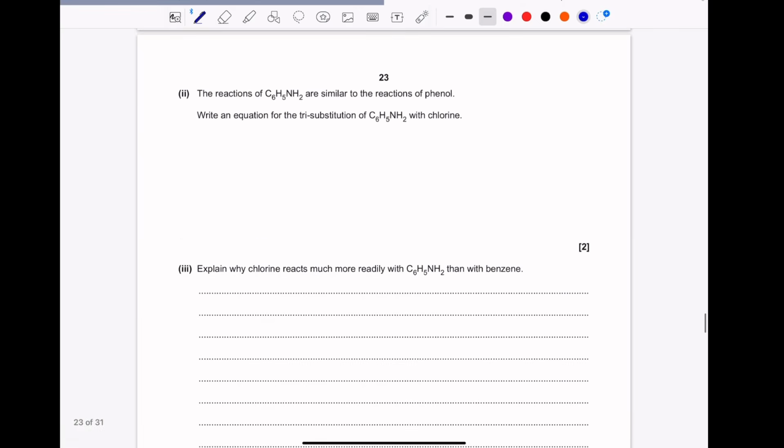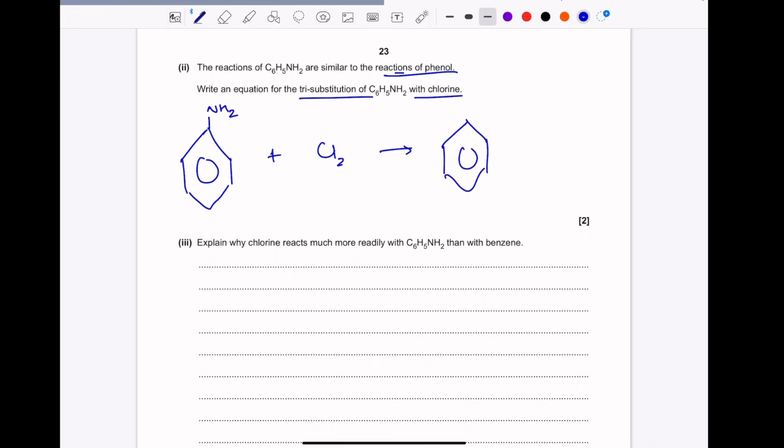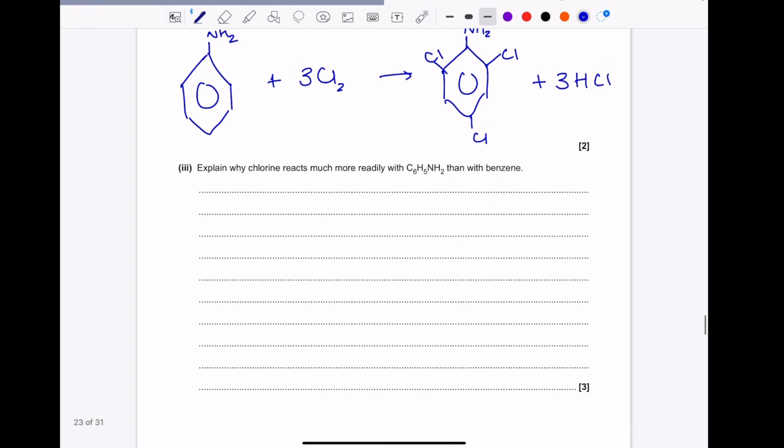Okay, next question, part 2, is reactions of C6H5NH2 are similar to the reactions of phenol. Write the equation for the tri-substitution of this with chlorine. So first we start with the initial compound, and that reacts with chlorine to form the tri-substituted product, so chlorine on positions 2, 4, and 6, as well as the byproduct, that is HCl. And to balance this, we need a 3 over here and a 3 in front of the HCl.